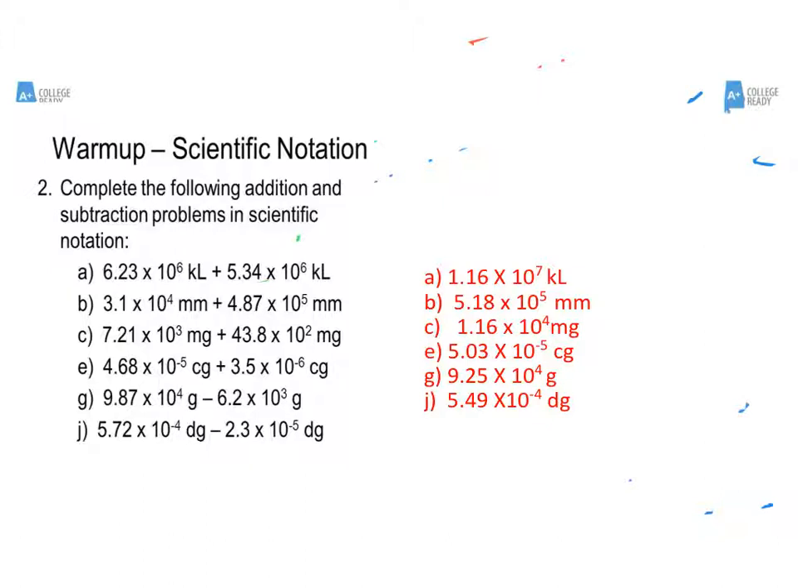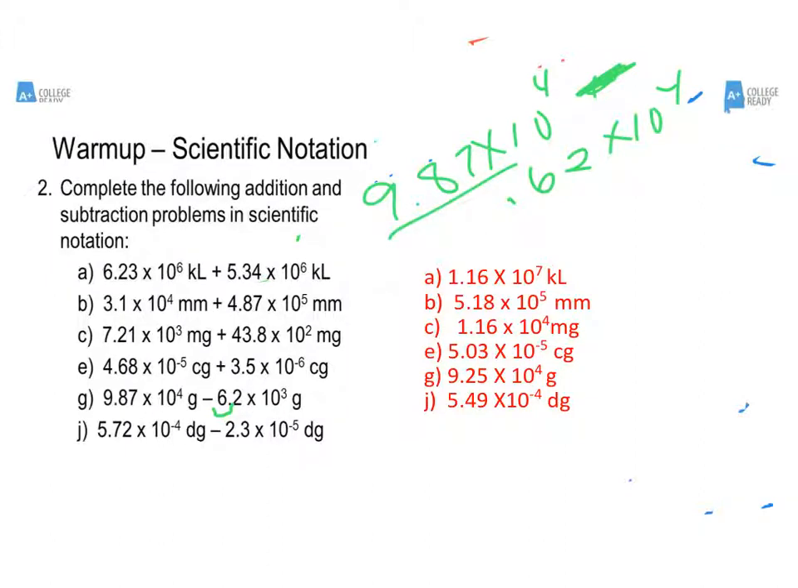G. Here I have positive exponents again. They are not the same. So I'm going to move this one over to the left so that I'll have 9.87 times 10 to the fourth plus, minus 0.62 times 10 to the fourth. I'm going to add 9.87 and 0.62 together, and I get 9.25 times 10 to the fourth, and that is our answer.